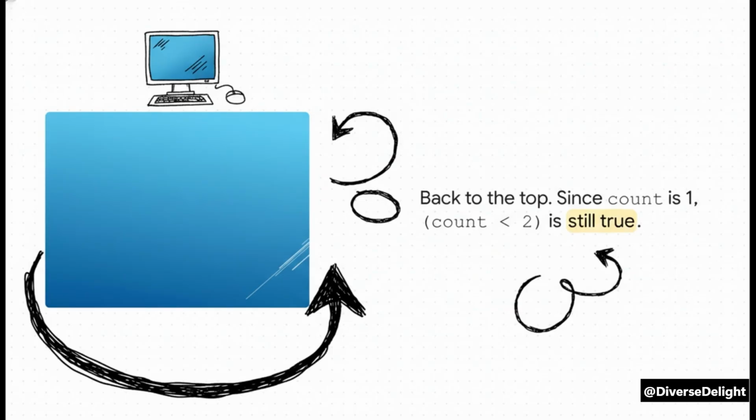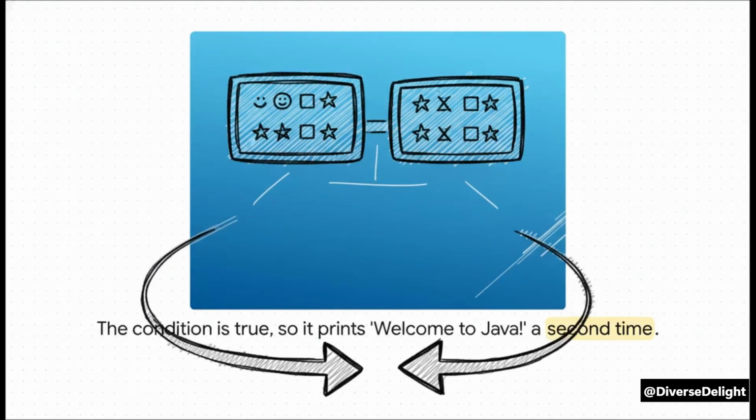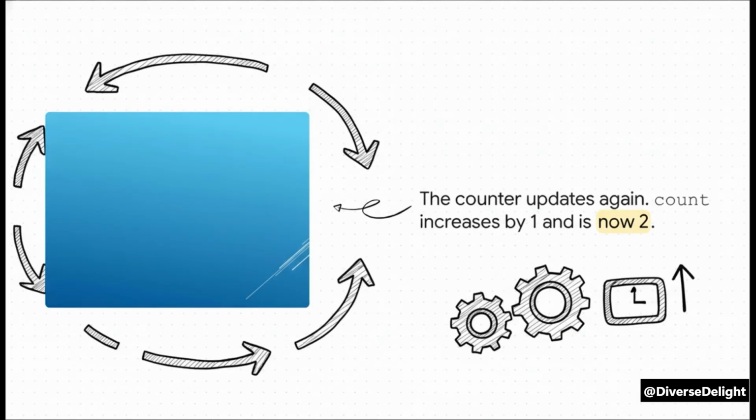And here's the looping part. The program doesn't just continue on. It goes all the way back to the top to check the condition again. It asks, is count, which is now 1, less than 2? And the answer is yes, it's still true. So, since the condition was true again, the code inside the loop gets to run a second time. And, you guessed it, "Welcome to Java" gets printed again. After that second run, the update happens again. The count variable increases by 1 more, so now its value is 2.